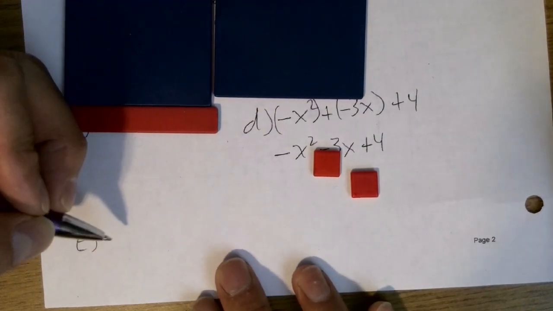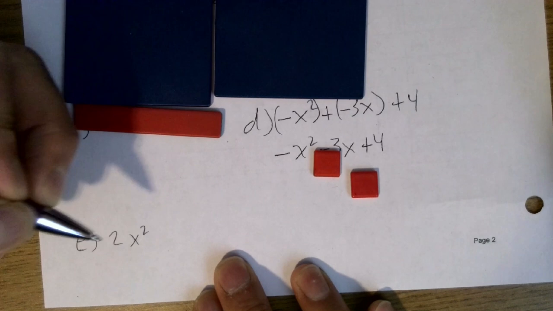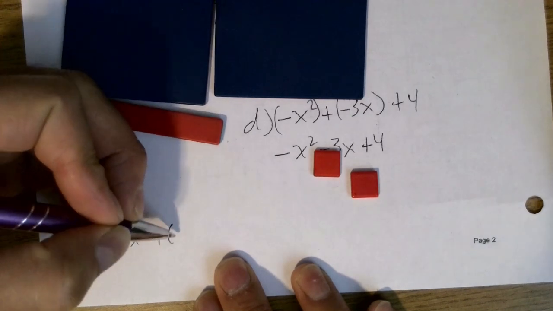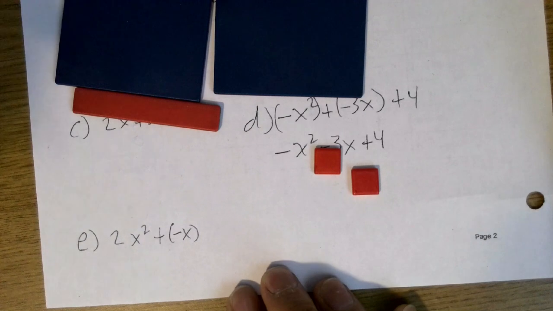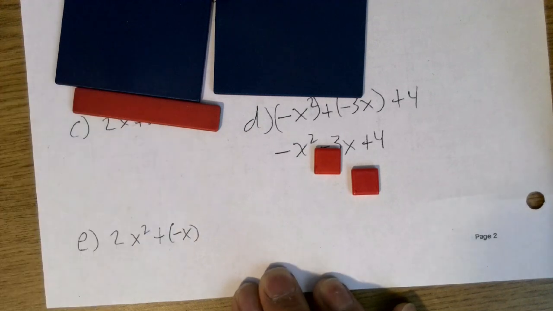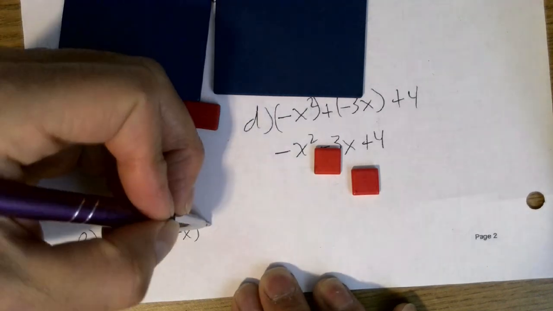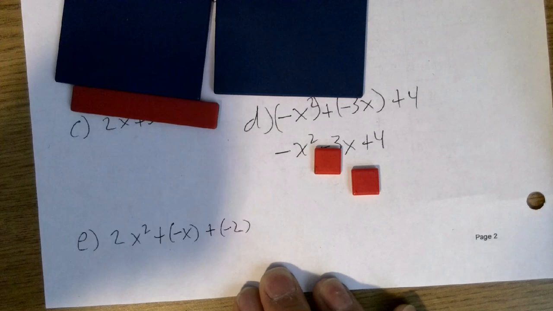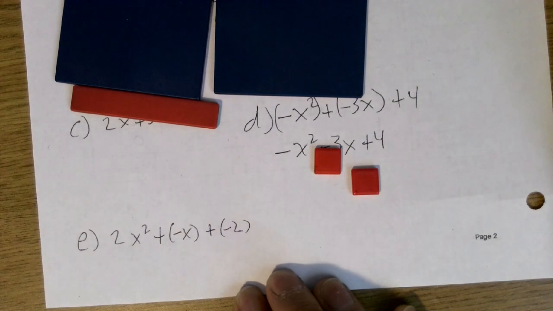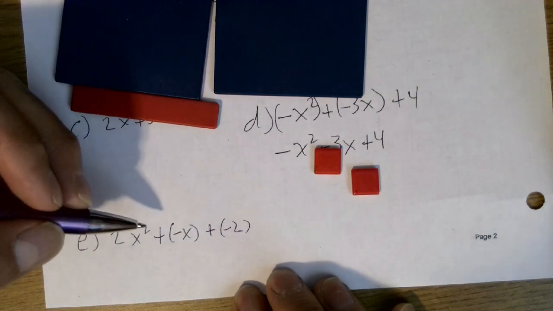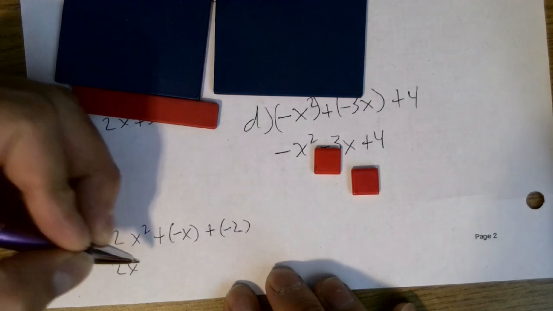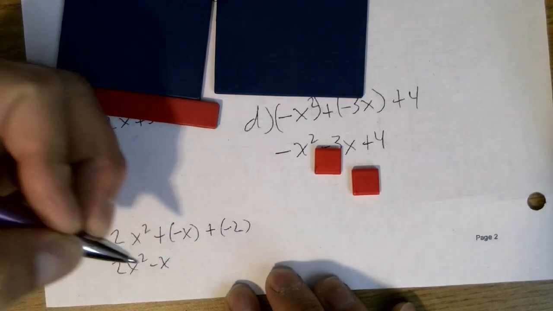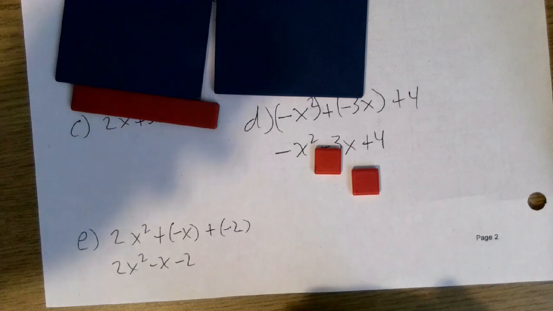So we've got 2 big blues, so that's going to be 2x squared. 1 red x, so plus negative x. You could also write that as negative 1x if you want, also correct. And we've got plus a negative 2. And again, the textbook isn't usually going to write adding a negative. They'll write subtraction instead, so the textbook would have 2x squared minus x minus 2.